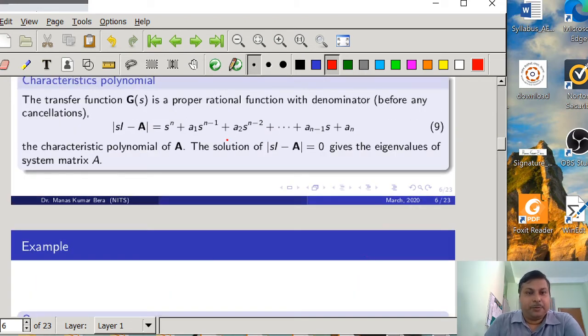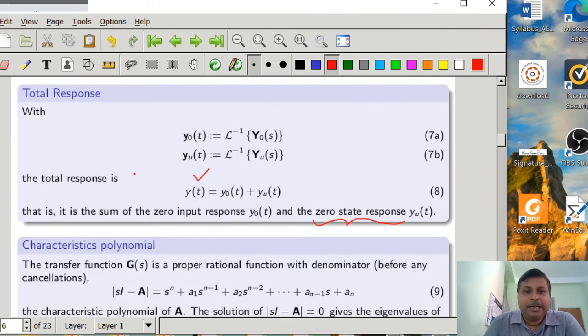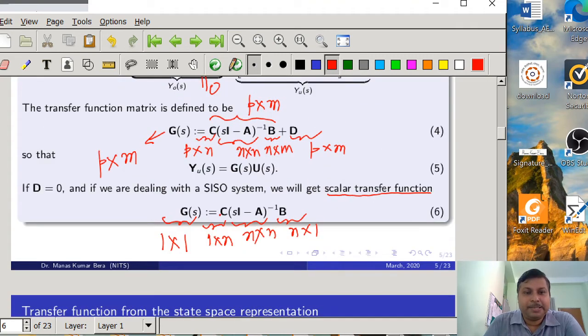Suppose the A matrix is given. Then by the determinant of sI minus A, we can compute the eigenvalues of A, and using the formula C times (sI minus A) inverse times B, we can compute the transfer function from the state space representation.